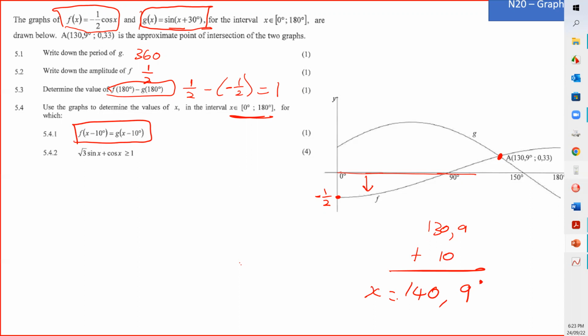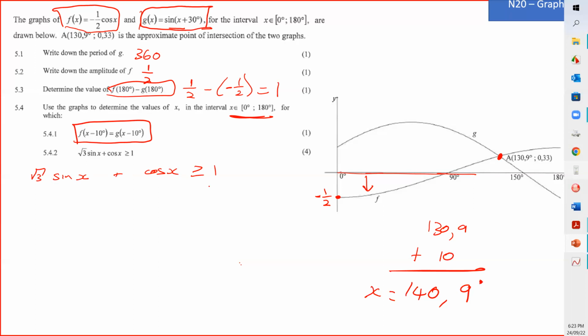The next question is a little bit more tricky. We have: when is root 3 sine x plus cos x greater than or equal to 1? Normally what we do is we associate this with what we call special angles.